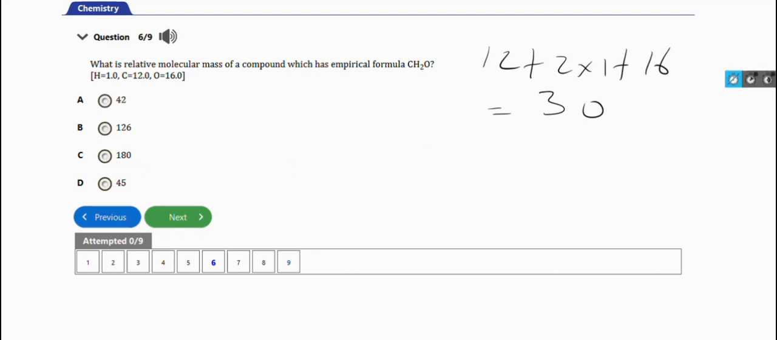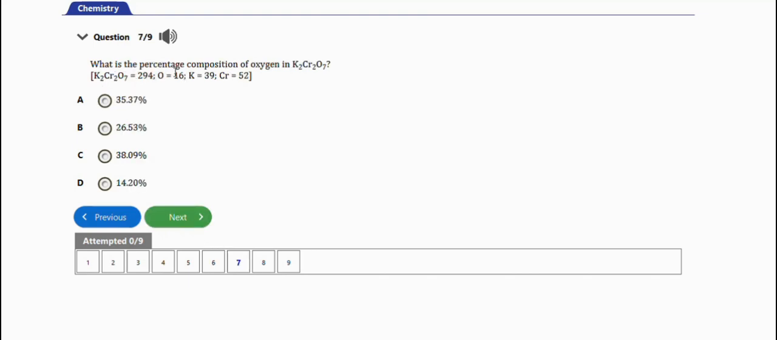So it's as simple as this, guys. Let's wipe this now and solve the next repeated question. Okay, so the next repeated question will be this one. It says, what is the percentage composition of oxygen in potassium chromate 6? Okay, so let's solve this, just like the way we solved that question.